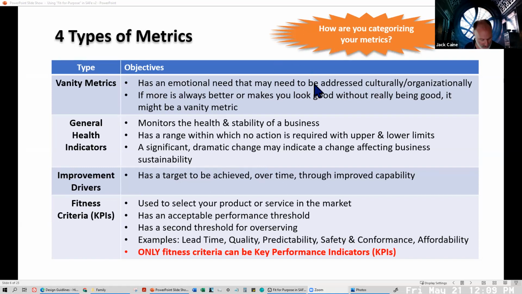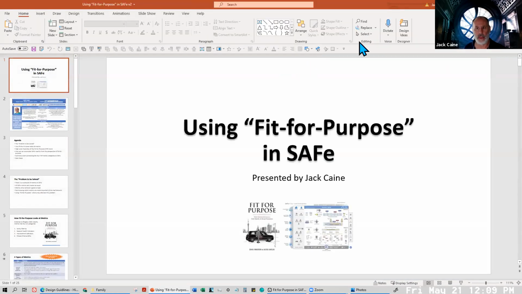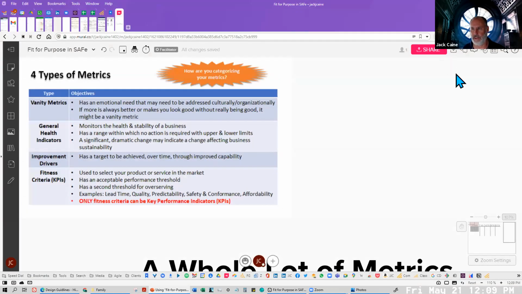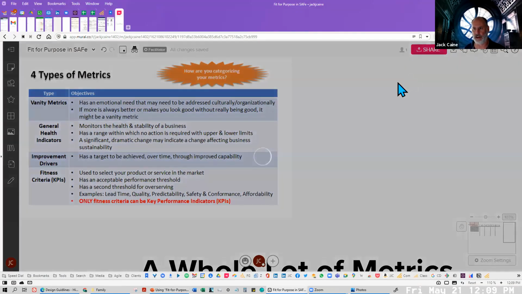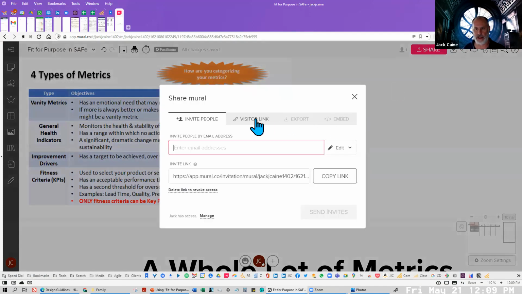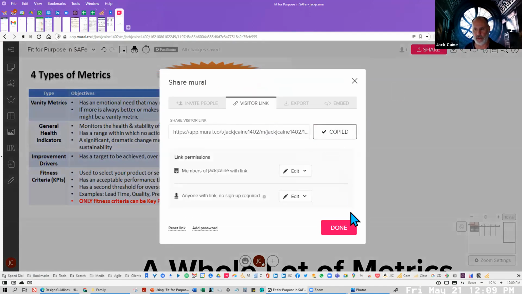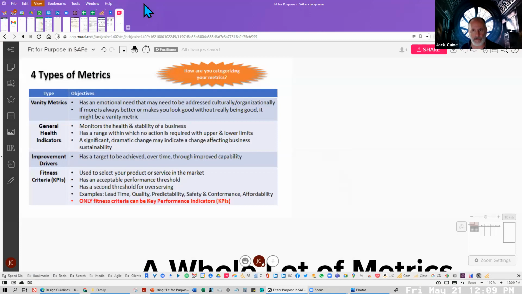So what we're going to do is, hold on for a sec. We're actually going to do a little exercise in Mural. I forgot to get the share link here, so bear with me for a sec. I'm going to give you the visitor link, and I'm going to put it in the chat window for everybody in Zoom.